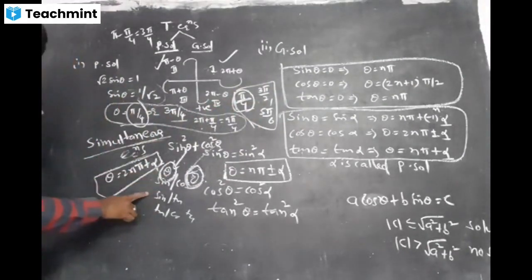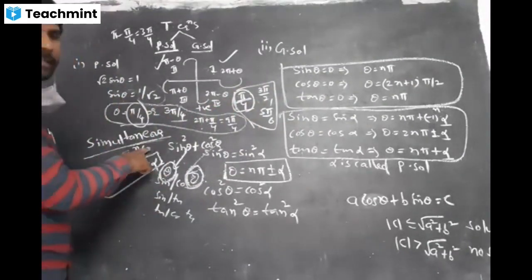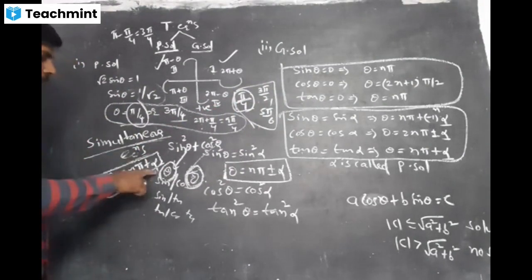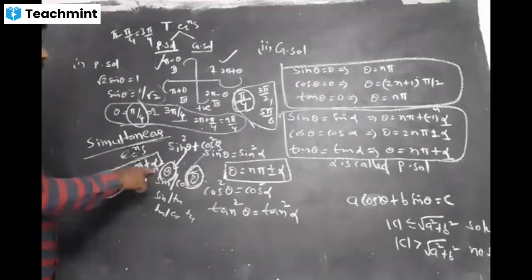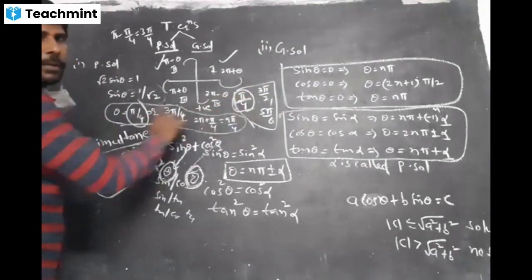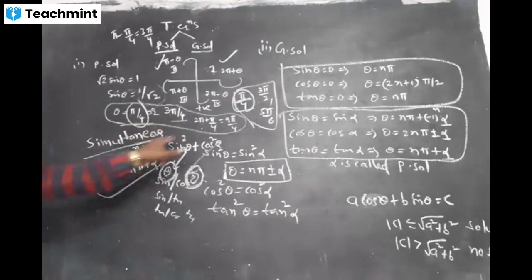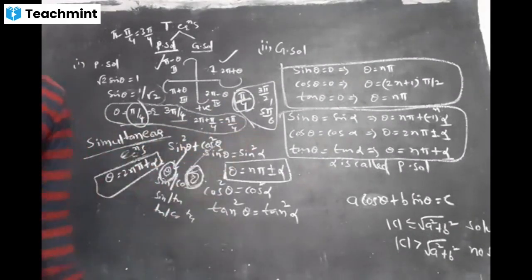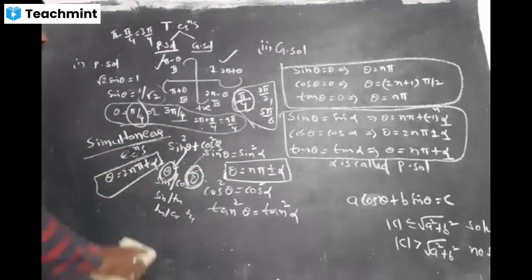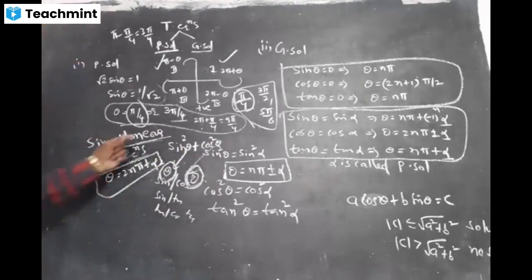That is how we take simultaneous equations. In that case, the common angle or common principal solution alpha is pi by 4. In that case, 2n pi plus alpha, where alpha is the common angle of the given trigonometric functions. So these are all formulas of trigonometric equations. Now we can do problems here.